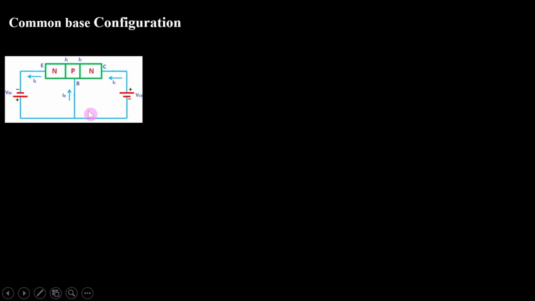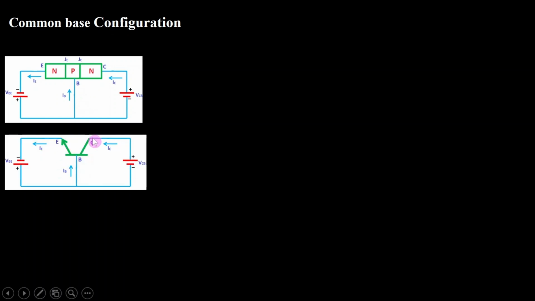Okay. So this is the circuit diagram for that common base configuration. The voltage which is connected between the emitter and the base, we call VBE. The other voltage which is connected between the collector C and the base B, we call VCB. We will connect these voltages in such a way that the emitter base junction will be forward biased, and the collector base junction will be reverse biased.